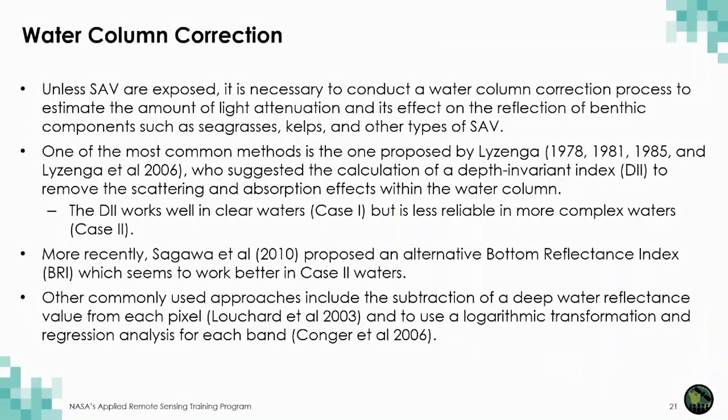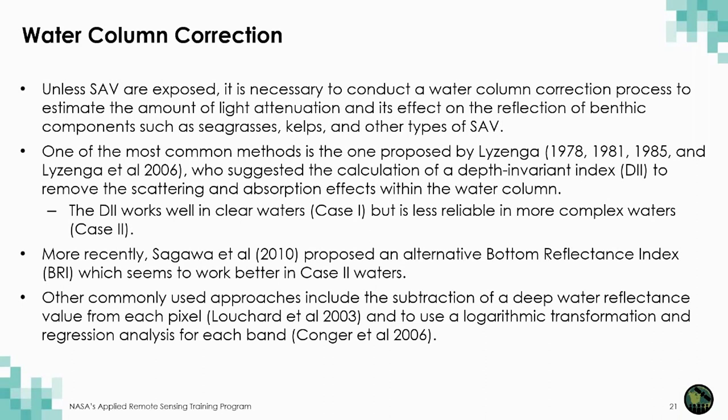Now, unless the aquatic vegetation is exposed, it is necessary to conduct water column correction processes to estimate the amount of light attenuation and its effect on the reflection of the benthic components, such as seagrasses or kelps or any other type of submerged aquatic vegetation, when you're using remotely sensed techniques. And one of the most common methods is the one actually proposed several decades ago by Lyzenga, originally in 1978, and then in a few other papers later on.